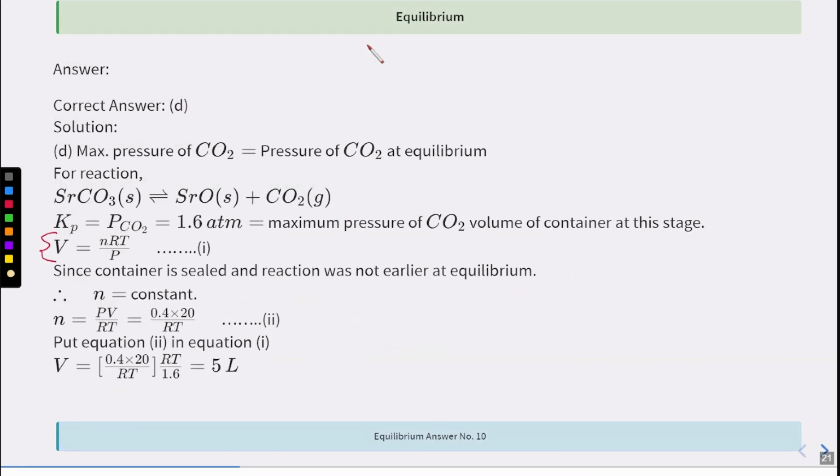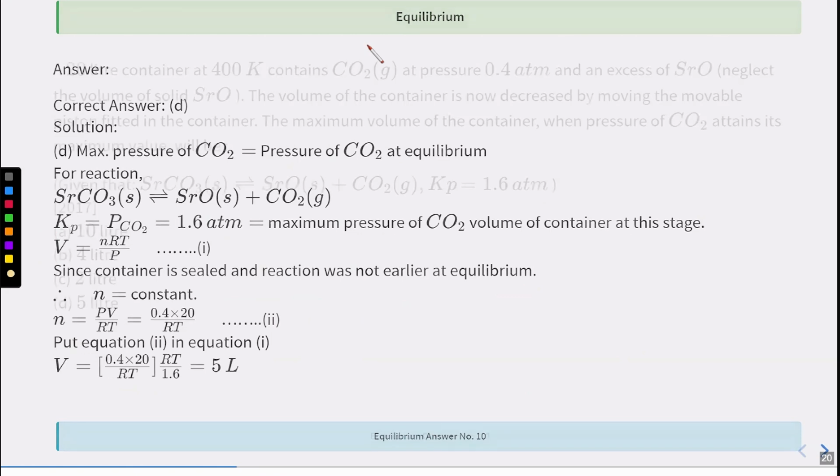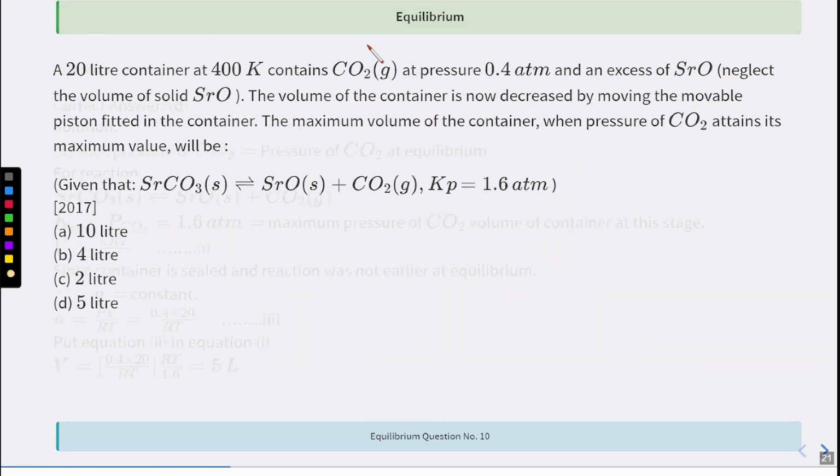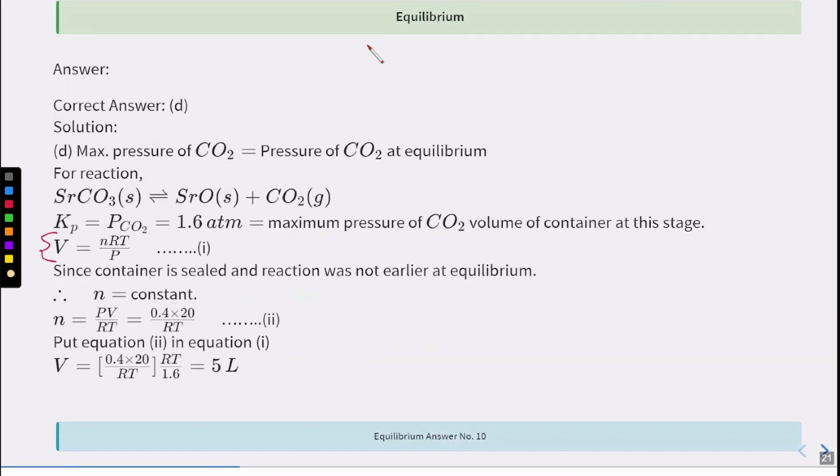N is constant. So how did this come? Let me tell you that. So we know PV is equal to nRT, and n is going to be the same before the piston and after the piston. I'll write it here. So n before the piston will be equal to n after the piston. Now, n is the same before and after.